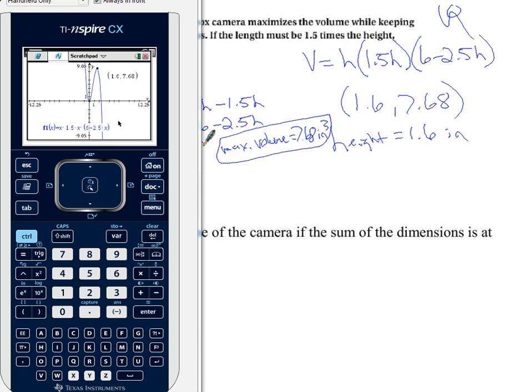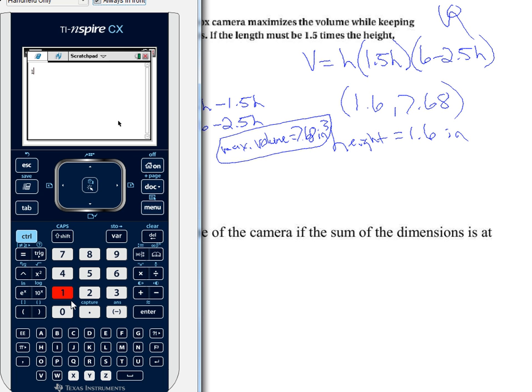Does the question ask me for the maximum volume? No. What does it ask me for? The dimensions. So I have the height here. Now that I have the height, I can calculate the rest of it. I know that the length must be 1.5 times the height. So 1.5 times 1.6 gives me 2.4. So the length equals 2.4 inches.